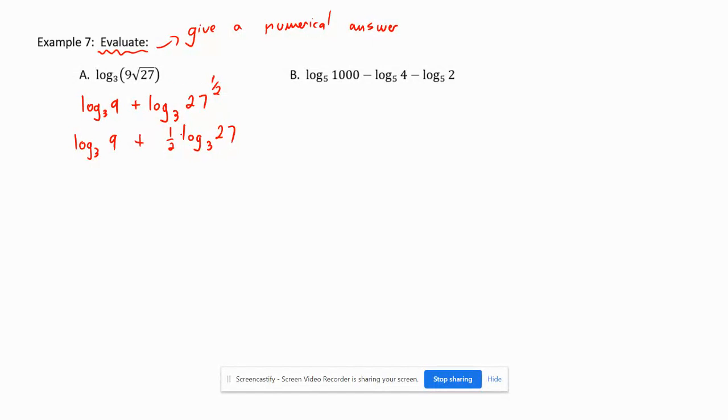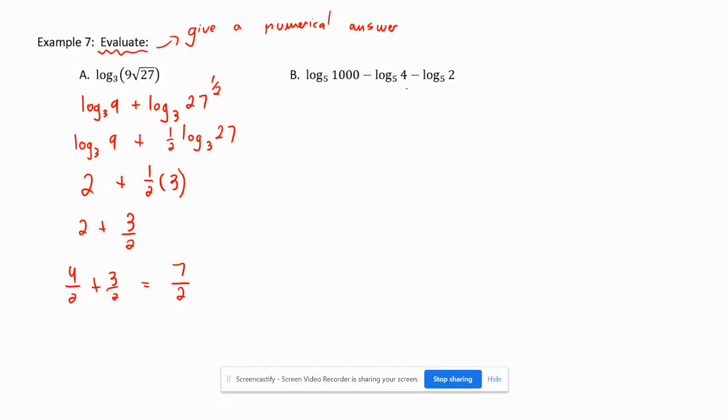So the 1/2 comes down as our power law for logarithms. Log base 3 of 9 is 2. Log base 3 of 27 is 3. So this answer would be 7 over 2, okay, or 3.5.